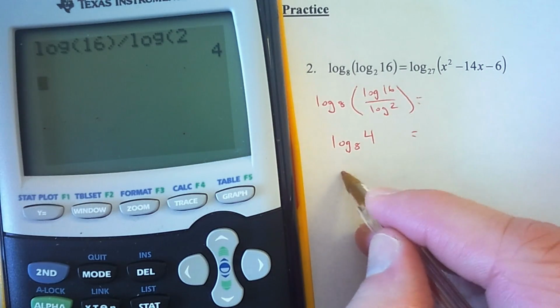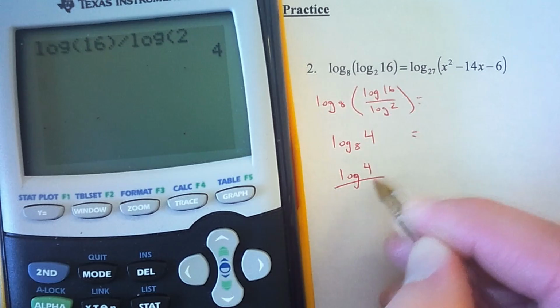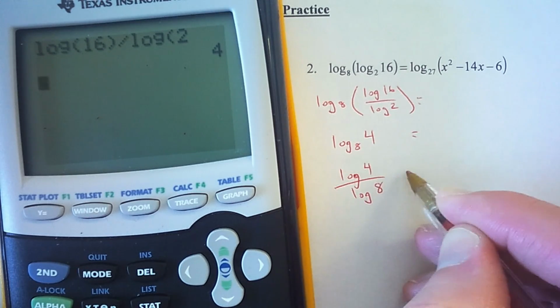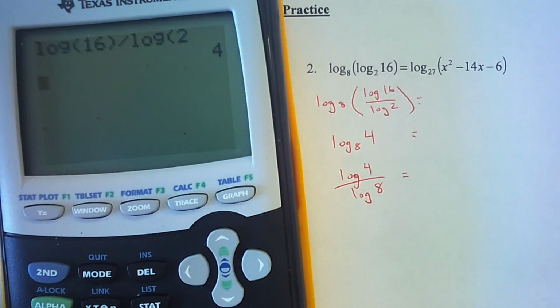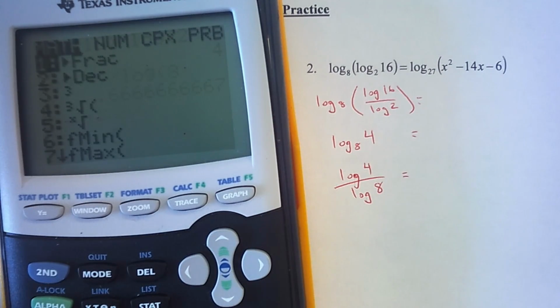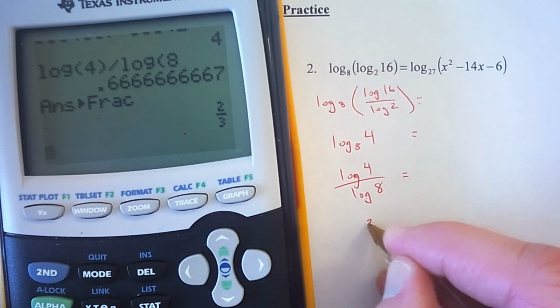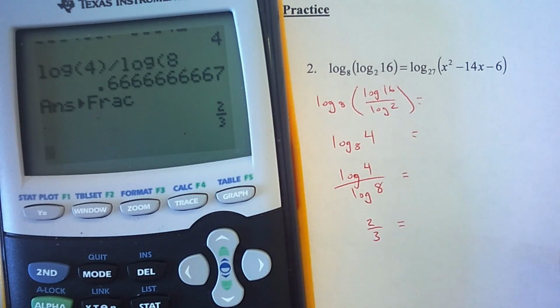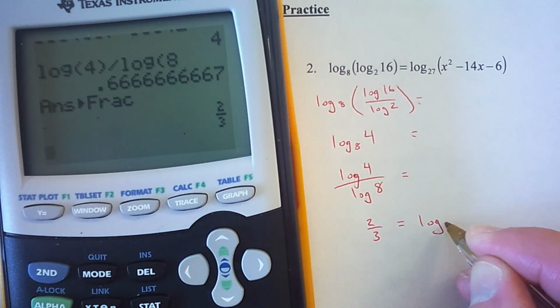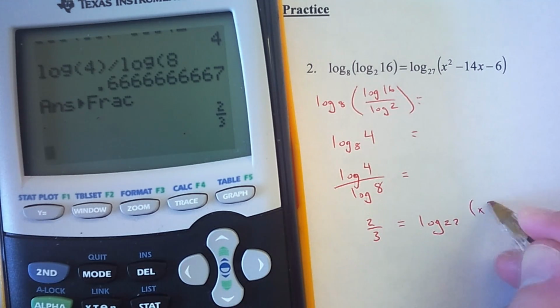Now I'll do change of base formula again. Log of the argument divided by log of the base. And log 4 divided by log 8 is 0.6 repeating, or 2/3. So I get 2/3 equals log base 27 of x squared minus 14x minus 6.